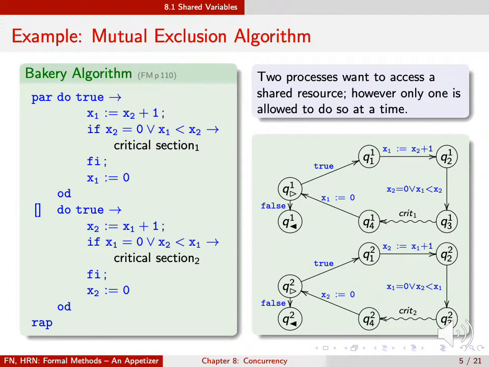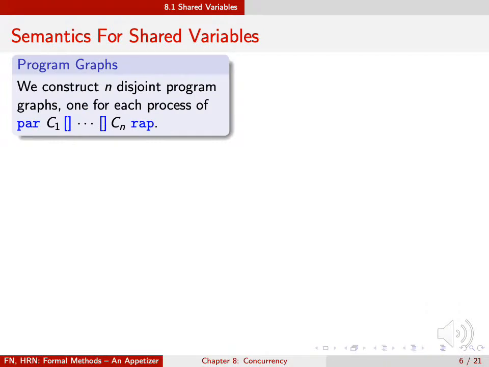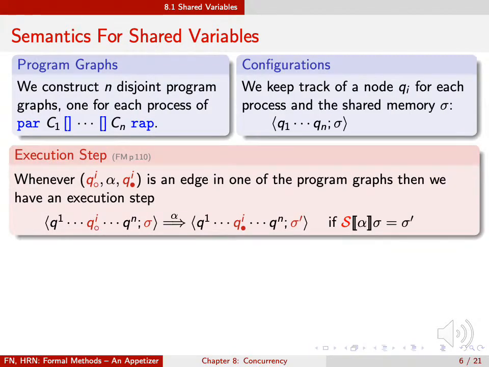Each of the processes gives rise to a program graph, produced in much the same way as we've seen before. As just illustrated, we generate one program graph for each of the parallel processes. Turning to the configurations, we will have one shared memory containing the variables for all the processes, and one node from each of the program graphs, indicating how far the execution has progressed.